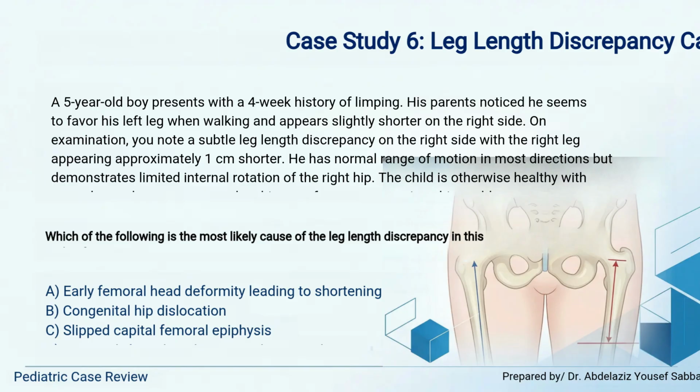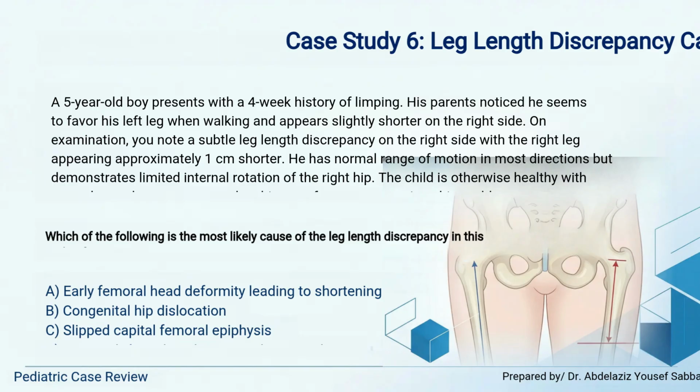centimeter shorter. He has normal range of motion in most directions, but demonstrates limited internal rotation of the right hip. The child is otherwise healthy with normal growth parameters and no history of trauma or previous hip problems. Which of the following is the most likely cause of the leg length discrepancy in this patient?